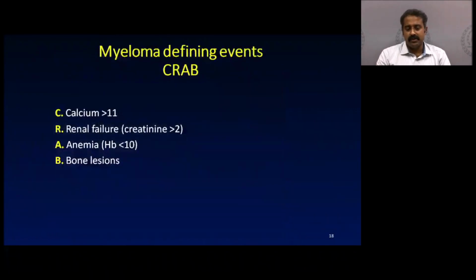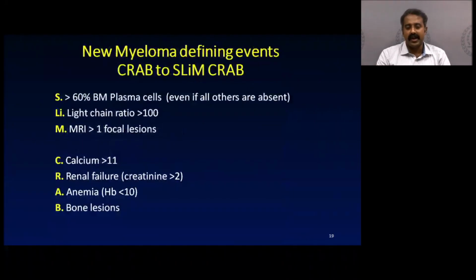So CRAB, which was found previously, was again calcium more than 11.5, creatinine more than 2, hemoglobin less than 10, and bone lesions. Now this was updated to SLiM CRAB, where they have brought in three biomarkers. S is for more than 60% plasma cells in bone marrow, even if all the other criteria are absent. Li is the light chain ratio more than 100, and M is MRI showing more than one focal lesion in the marrow. So these three, along with the conventional CRAB, now fit into the new myeloma defining events.